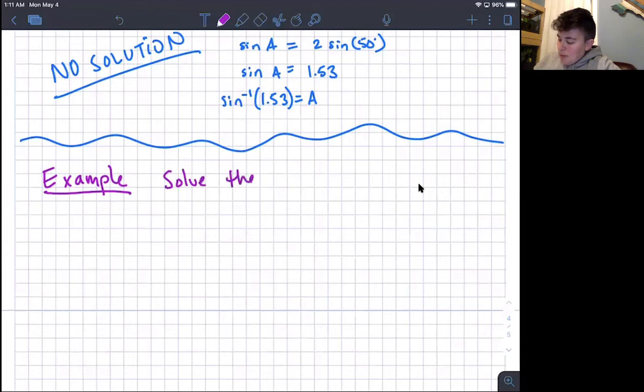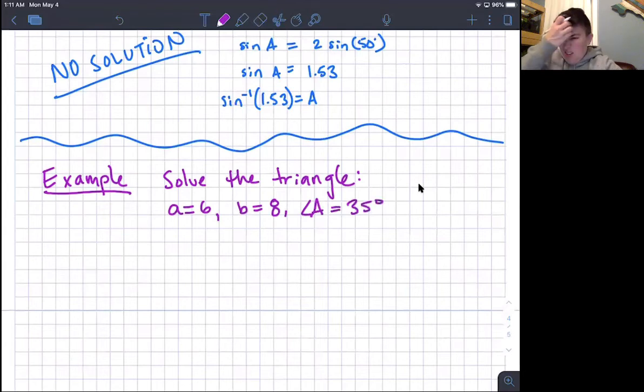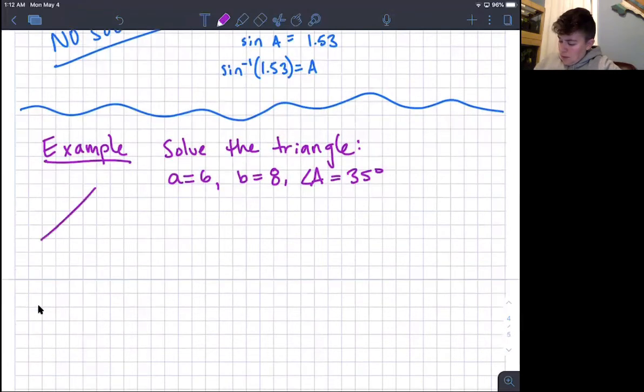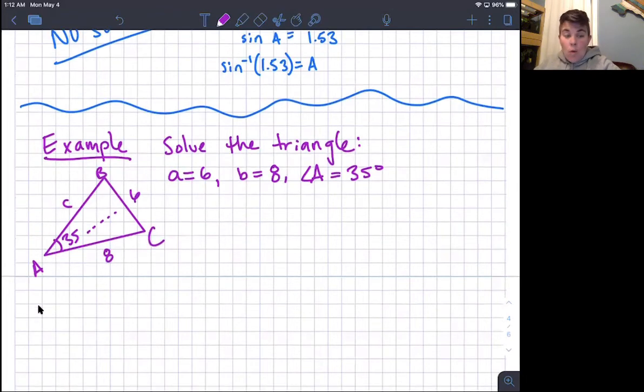Okay, so here we go. I'm going to say solve the triangle, please. Let's have a equals 6, b equals 8, and angle A equals 35 degrees. All right. So let's draw our little triangle sketch. Here's A, that's going to be 35 degrees, which means side a is 6. Let's say this is B. We don't know that, but we know that side b is 8. We don't know side c or angle C. So again, put in degrees on that.